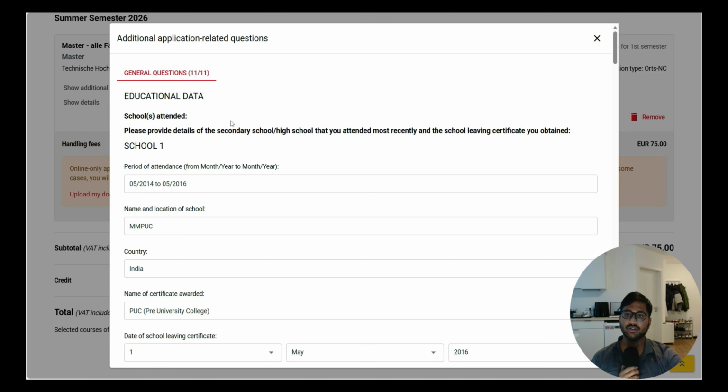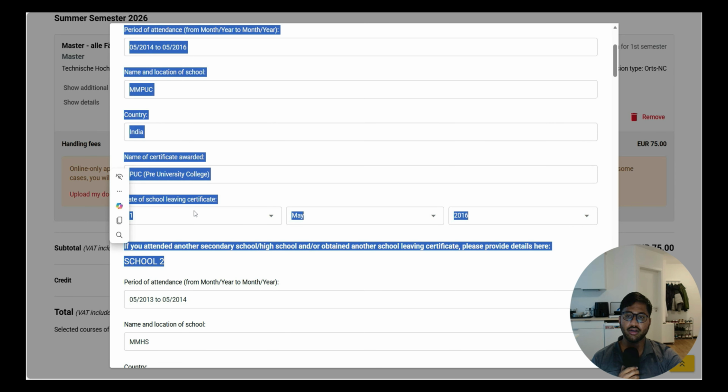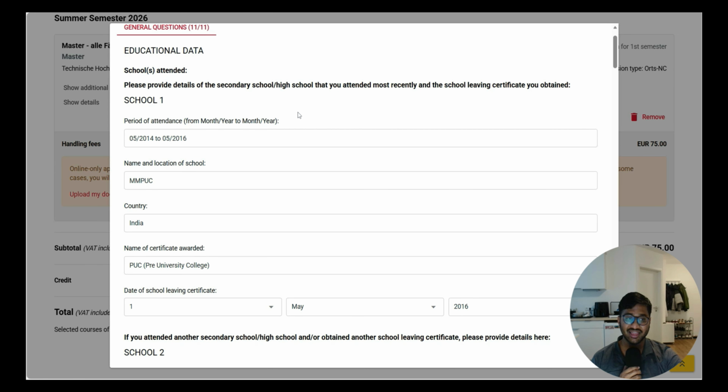At first, it should be filled with educational data. In the educational data, you need to fill in your school 1 and school 2. So for school 1, you can fill in your 12th details, which will be done for 2 years or only 1 year, 12th if you want to give. Usually I like to give 11th and 12th, which is first PUC or second PUC. In Karnataka, we call it as pre-university college.